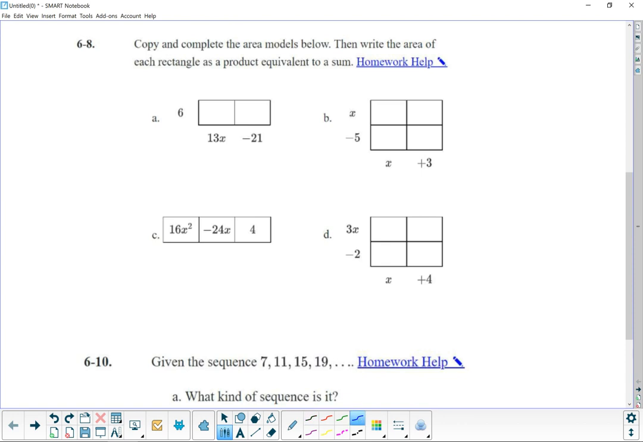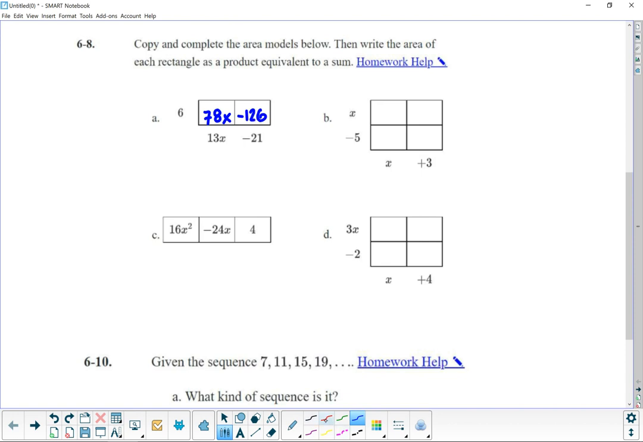Okay, this is just distributive property. 6 times 13 is, I don't know. 6 times 3 is 18. Carry the 1. 6, so it's 78x. 6 times negative 21. 6 times 1 is 6. 6 times 2 is 12. So it's negative 126.